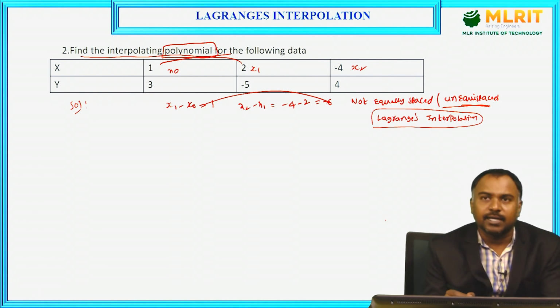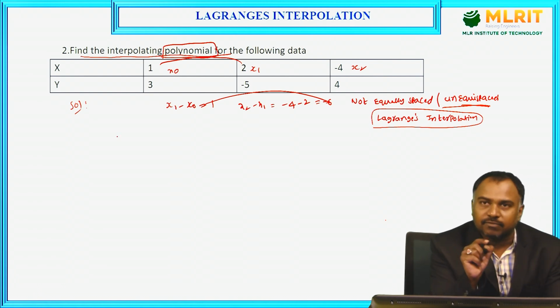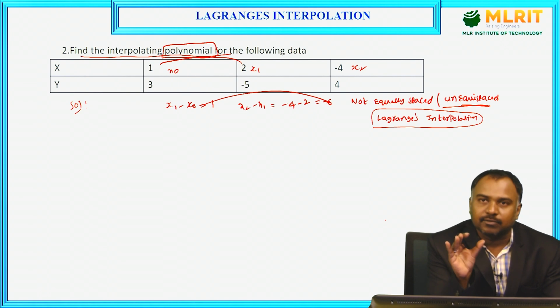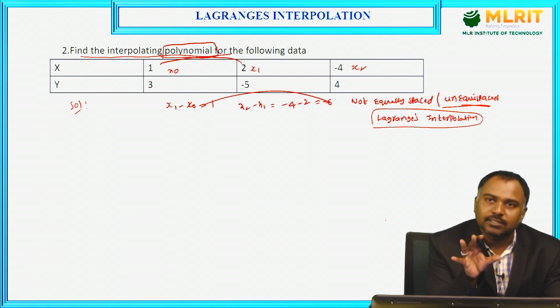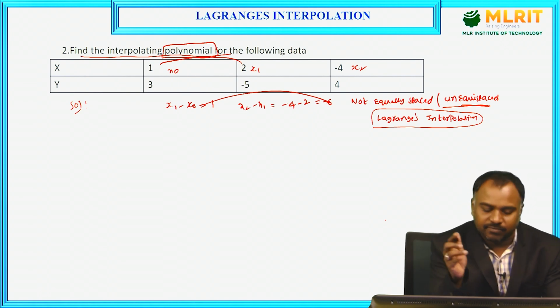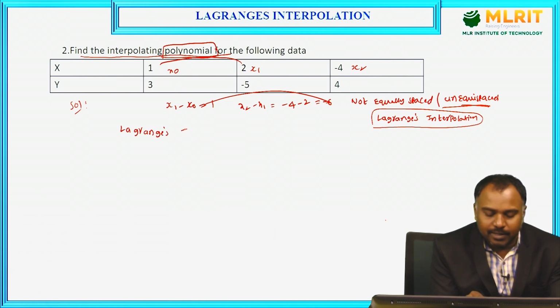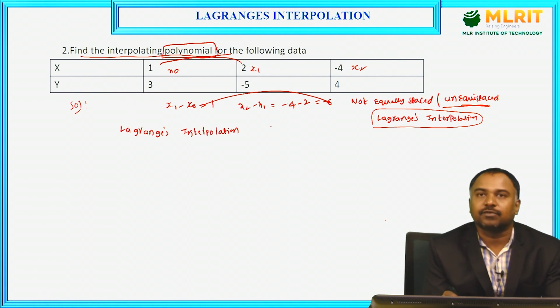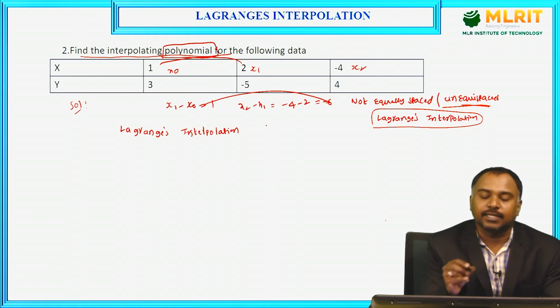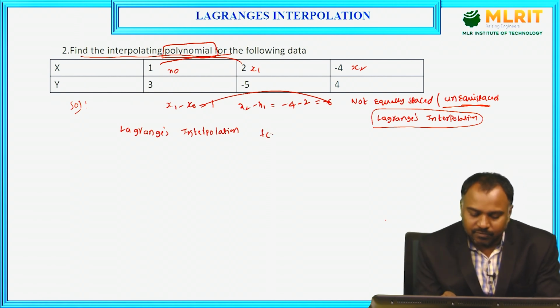So the formula is the same. Only in the place of x, previously we substituted a value. Now we keep x as it is, and we need to simplify. So now we are going to use the Lagrange's interpolation formula to evaluate that particular polynomial. So the formula is, there are 3 points obviously.